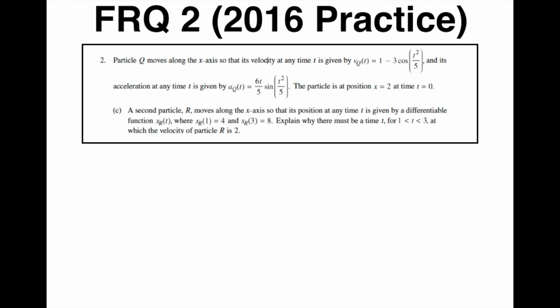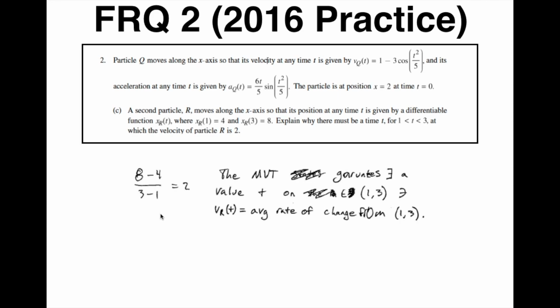Question C. A second particle r moves along the x-axis so that its position at any time t is given by a differentiable function x sub r of t, where at time t equals 1, x equals 4, and at t equals 3, x equals 8. Explain why there must be a time t between 1 and 3 at which the velocity of particle r is 2.